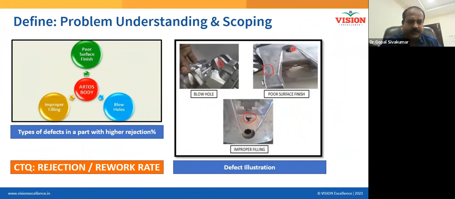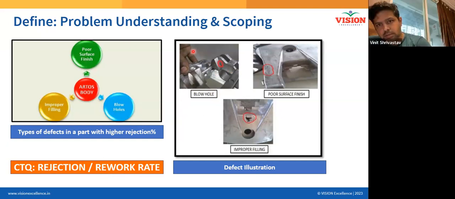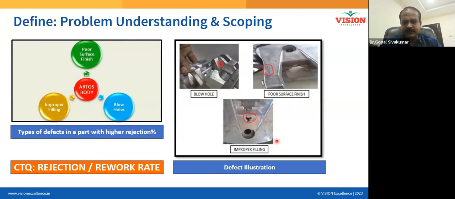There is a reason behind it. And the CTQ here is, in fact, a CTB. We already discussed the rejection rate or the rework rate. And the images are also given here. You know why the images are given? Project team can have a clear understanding of the nature of the defect, isn't it? It means what does poor surface finish mean, and what does improper filling mean. So that clarity has to be there. First of all, the team should have clarity on the problem.